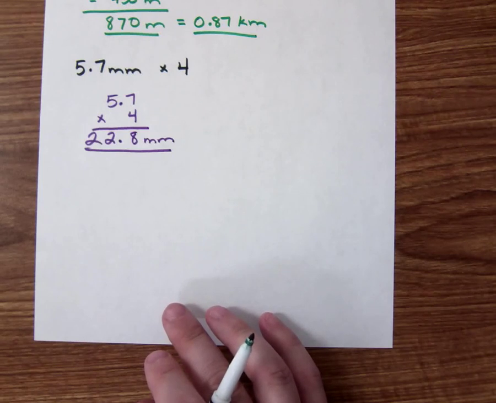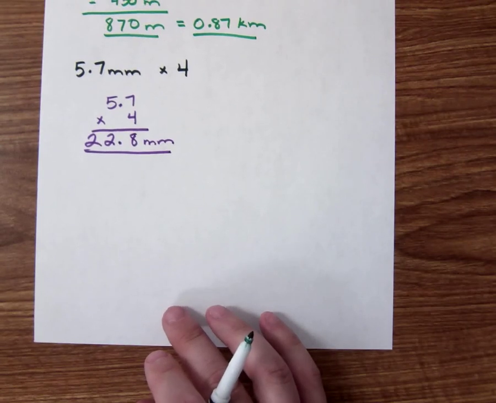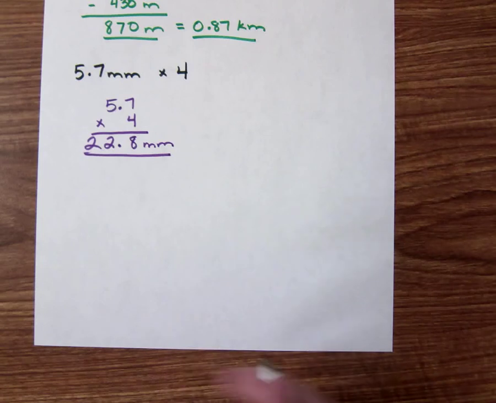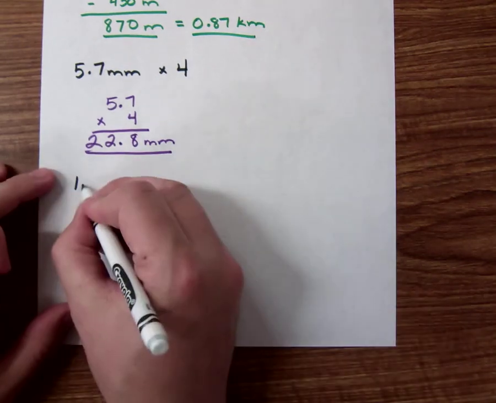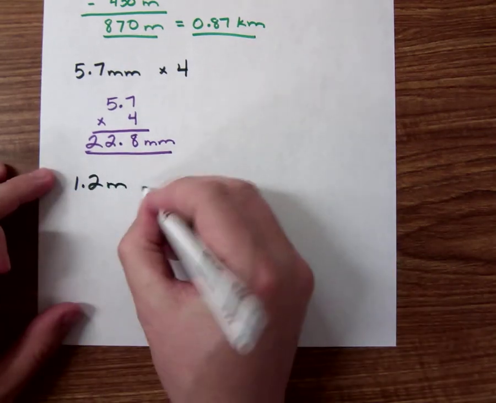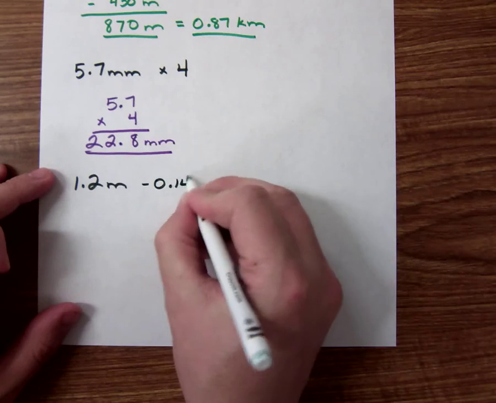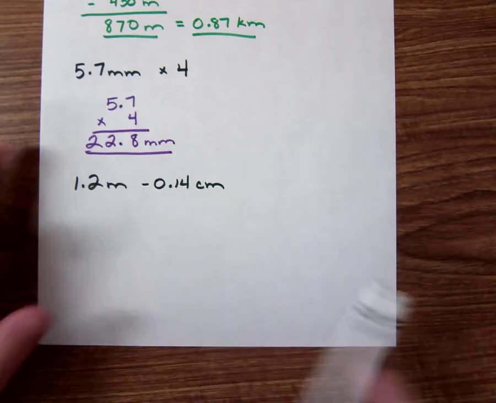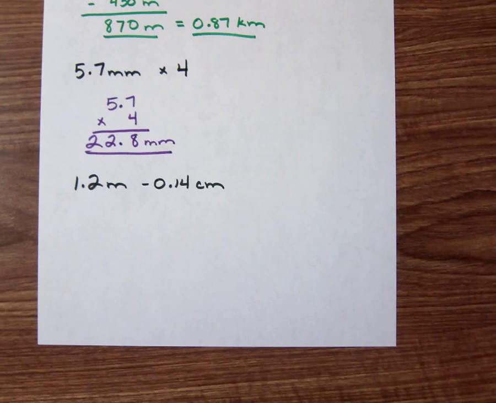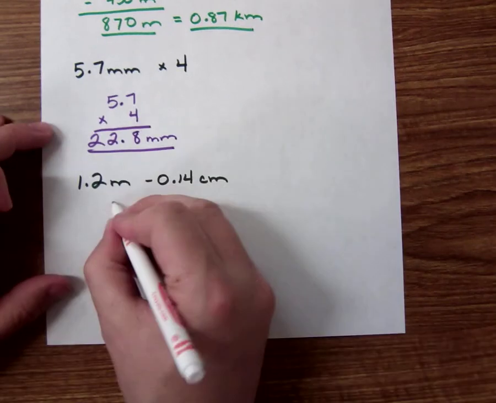And that's kind of all there is to that. If you were going to subtract, like if I wanted to do, let's say, 1.2 meters minus 0.14 centimeters, you do the exact same thing that you do with addition, which is that you convert to the same unit.